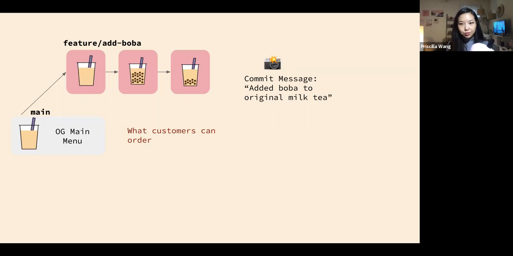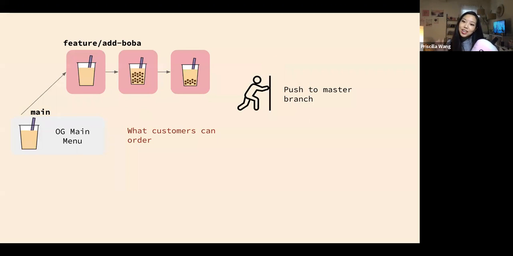So next, what we're gonna do is push the branch back to the main menu. And why we are going to do that is because we are ready for our clients or our customers to see exactly what we did, and we're ready to add the boba to our main menu. So while we're experimenting, as you can see, the customers don't see any of that, right? But now that we're ready, we can go back and add it to the main menu.